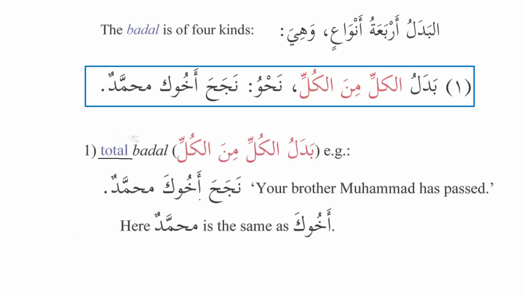So here we can see najaha akhuka, and Muhammadun is the name of the brother. So here Muhammad is the same as akhuka. So it is the same, so that's why it is called absolute substitution, badalul kulli min al kulli. So this is complete substitution.